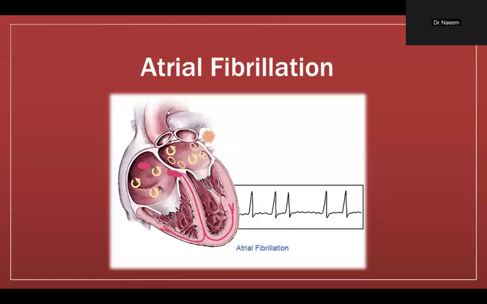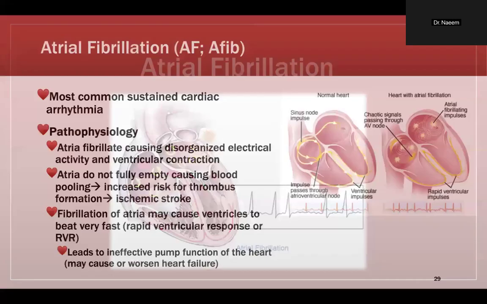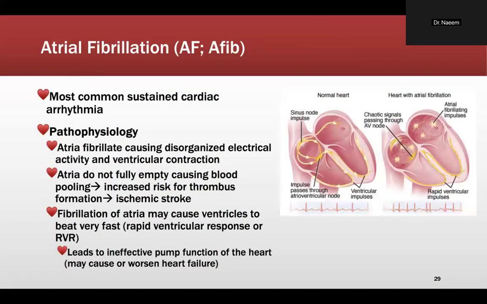Okay, getting into the most common type of arrhythmia, which is atrial fibrillation. This is very important to be familiar with. It is the most common sustained cardiac arrhythmia. The background of it is that the atria fibrillate, which causes disorganized electrical activity and ventricular contraction. The atria do not fully empty, causing blood pooling. This could increase the risk for thrombus formation, which could lead to a stroke. So essentially, the blood pools, a clot forms, and the clot could potentially travel to the brain and cause a stroke.